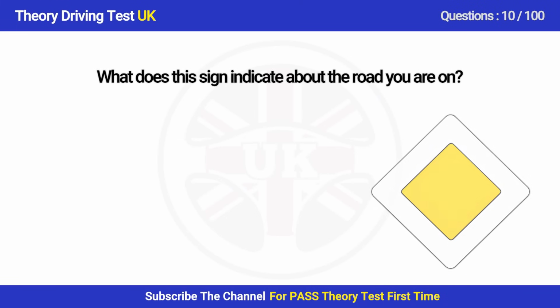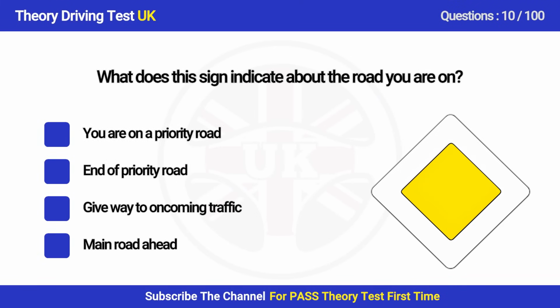Question 10. What does this sign indicate about the road you are on? A. You are on a priority road. B. End of priority road. C. Give way to oncoming traffic. D. Main road ahead.